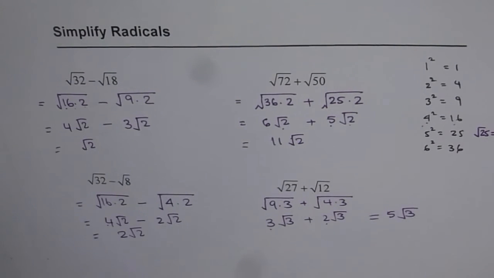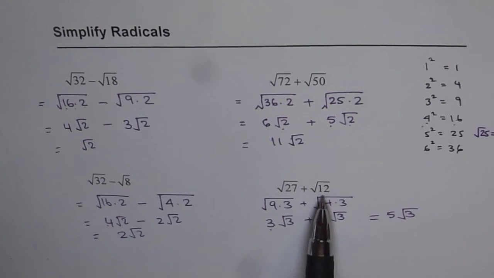I hope with this set of examples you've understood the basics of how to add and subtract radicals, right? In this, we had similar terms and similar square roots. So I took very simple examples so that we understand the concept.